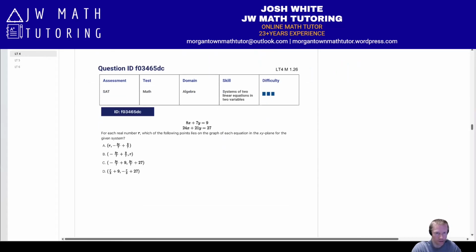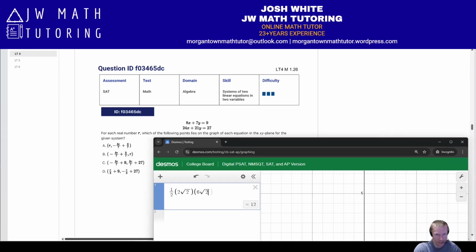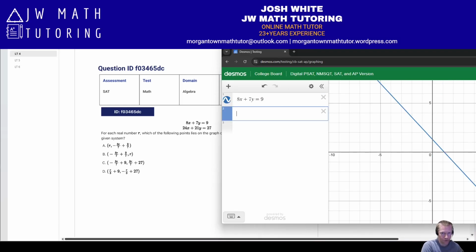Next up, number 26. Here we have a question that has had very similar questions appear in some of the current Bluebook practice tests. It's not the identical numbers, but it's basically the same exact problem, just the numbers are different. I'm still going to go through it because it's good to know how to do this.